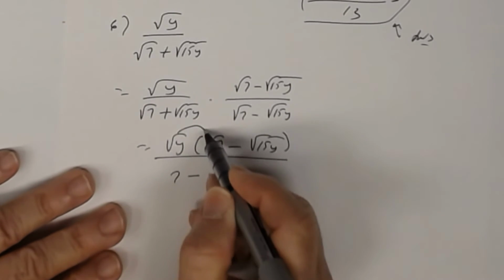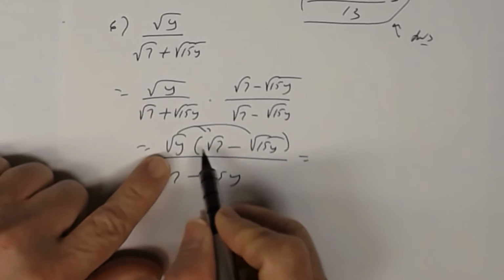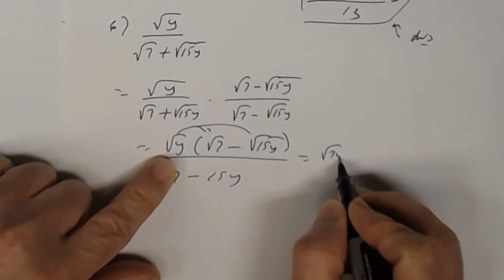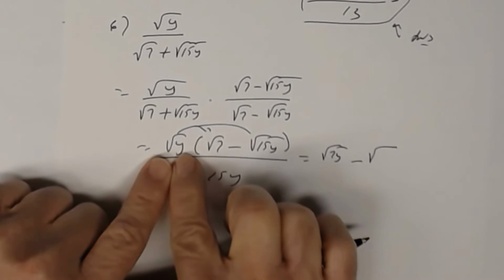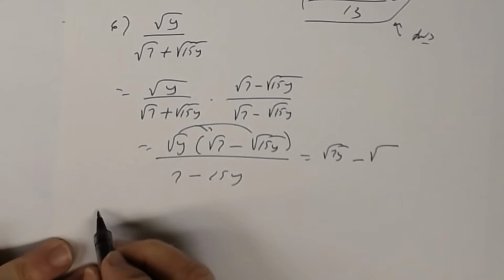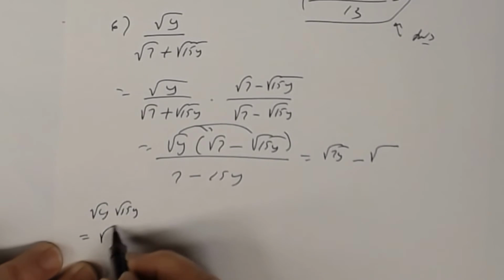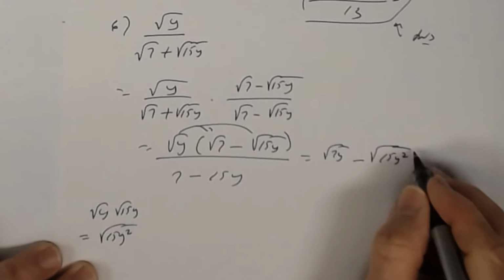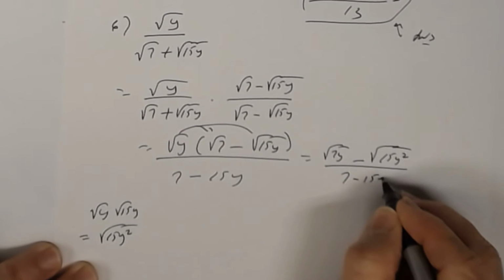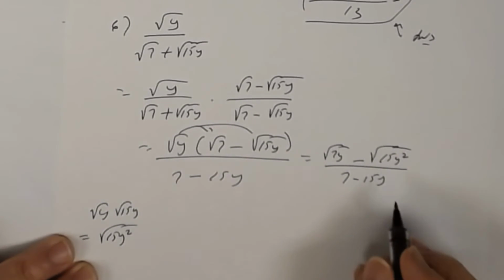I would go ahead though and distribute. And so you get the square root of y times the square root of 7 is the square root of 7y minus. And then this is the square root of y. Think about this. Okay, go off to the side if you need to. The square root of y times the square root of 15y is the square root of 15y squared, right? Divided by 7 minus 15y. But you know the square root of y squared is y, so be careful.